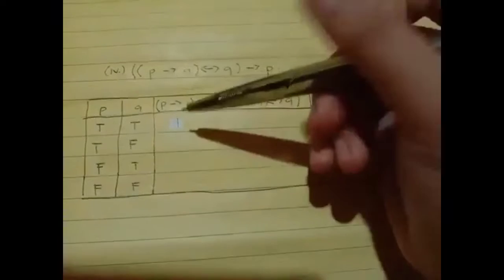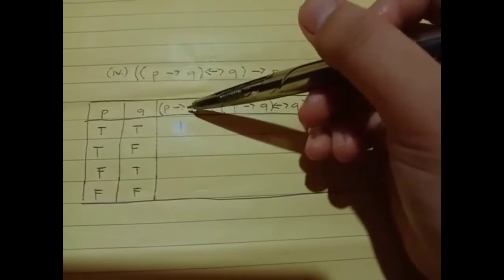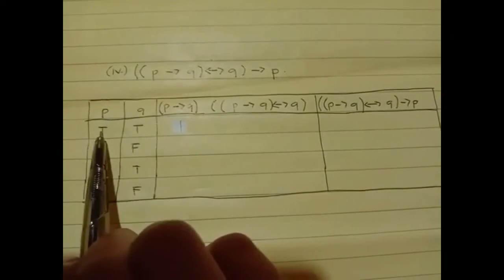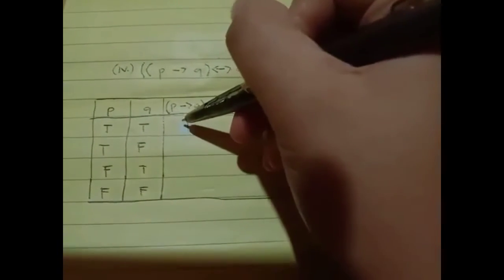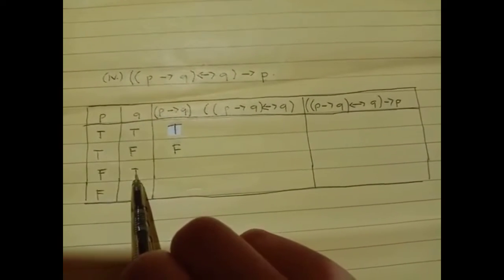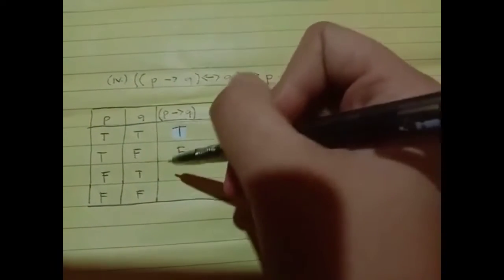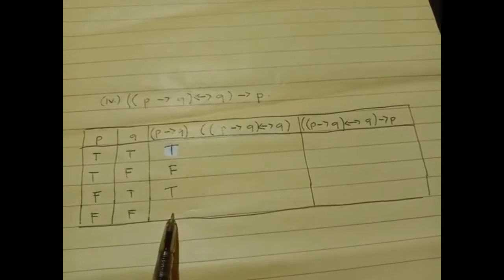So now let's find out the truth value of P implies Q. True, true means the truth value is also true. Then next, true, false. The truth value here is false. Now false, true. The truth value here is true. And next, false, false. The truth value here is true.